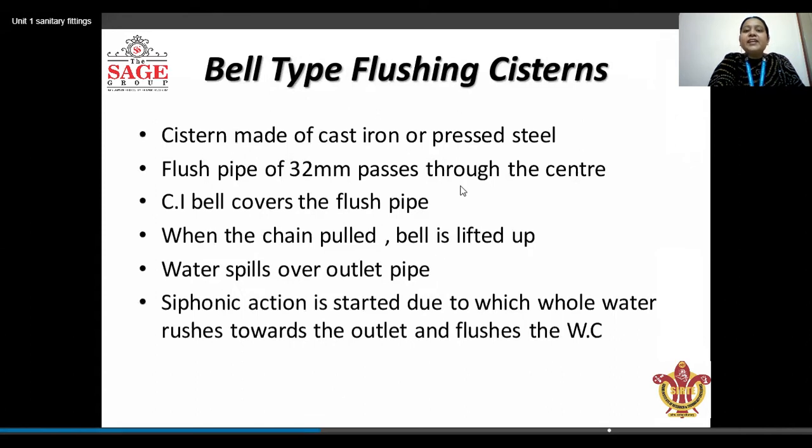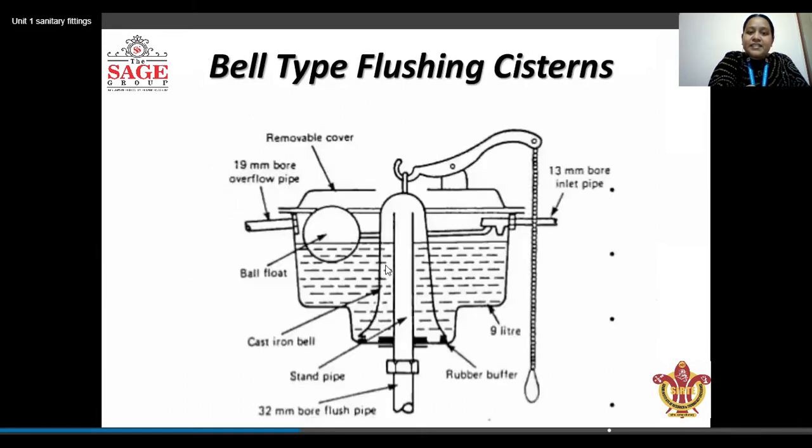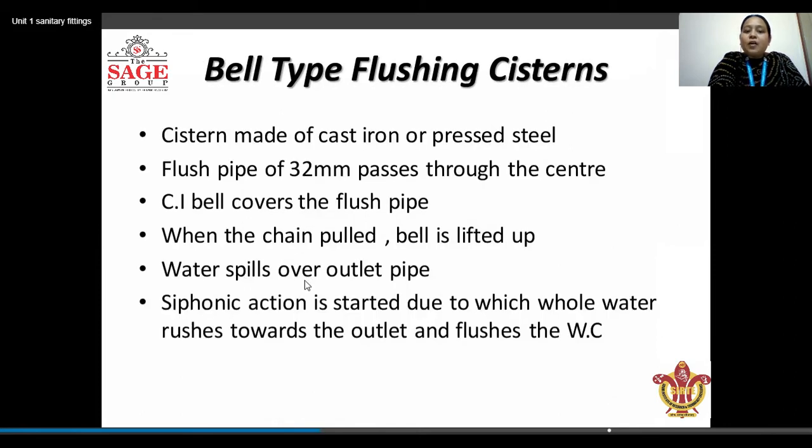The bell type flushing system is made of cast iron and pressed steel. The flush pipe is 32 mm and passes through the center. A galvanized iron bell covers the flush pipe. When the chain is pulled, the bell is lifted. You can see in this diagram, bell type means the arrangement is shown similar to a bell. Water spills over the outlet pipe. Siphonic action starts, and the whole water rushes toward the outlet of the flush and the water closet. That is the bell type flushing system.